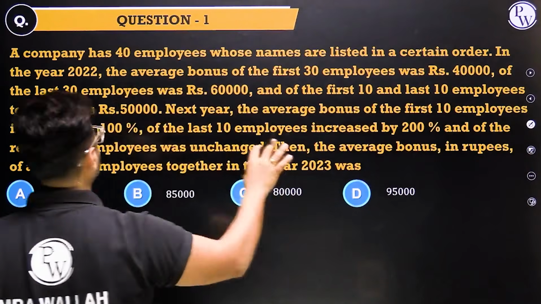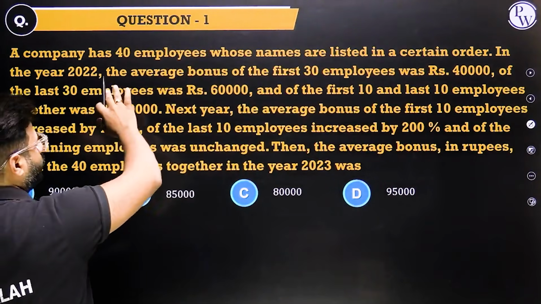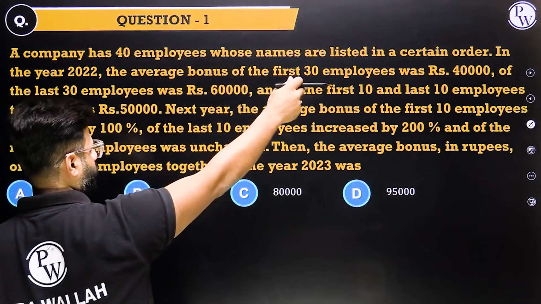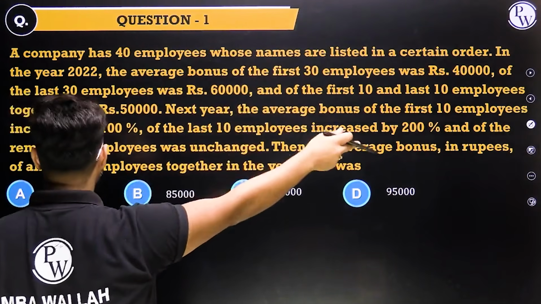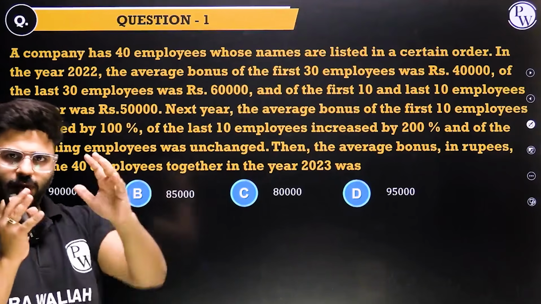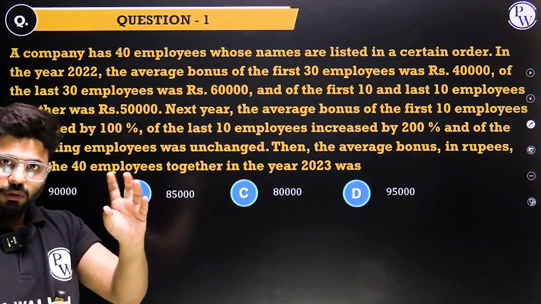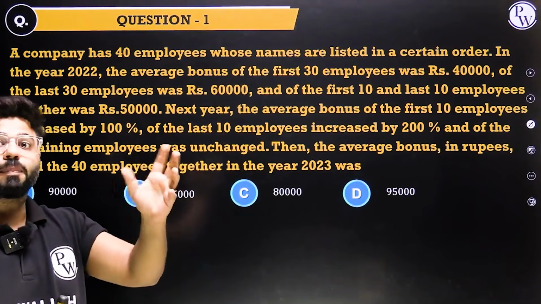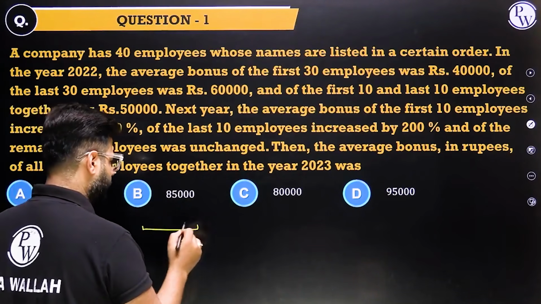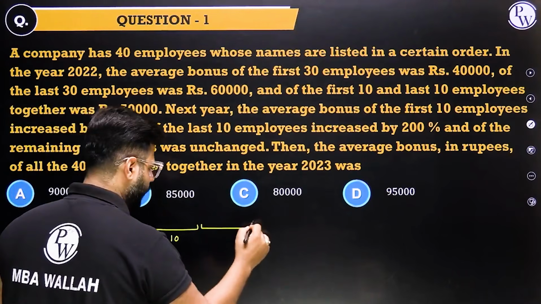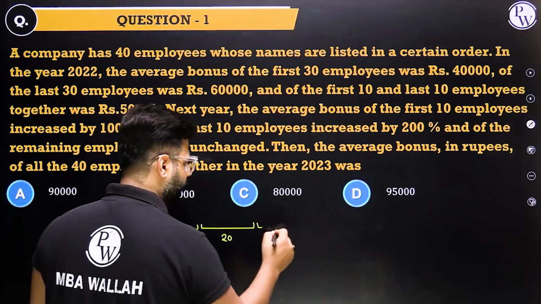So when I see this question, the company has 40 employees, names are listed in a certain order. In the year 2022, the average bonus of the first 30 was this, last 30 was this, first 10, last 10. So what I see is we have a set of first 10, we have a set of last 10, and then the middle 20 with which we are playing. So what I'm going to do is assume the 40 people like the first 10, the middle 20, so that if you talk about the average of the first 30, I'm able to take care of them. And then the last 10.